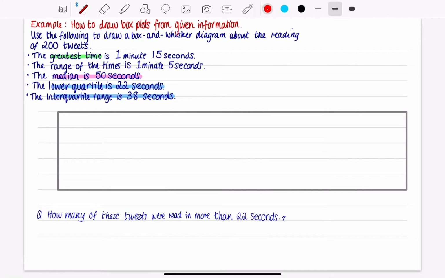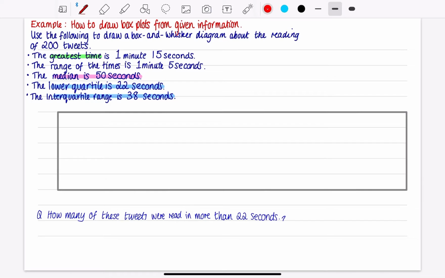This example is about box plots, or box and whisker diagrams. This one is about reading 200 tweets. We're told the greatest time is 1 minute 15 seconds, the range of times is 1 minute 5 seconds, the median is 50 seconds, the lower quartile is 22 seconds, and the interquartile range is 38 seconds.